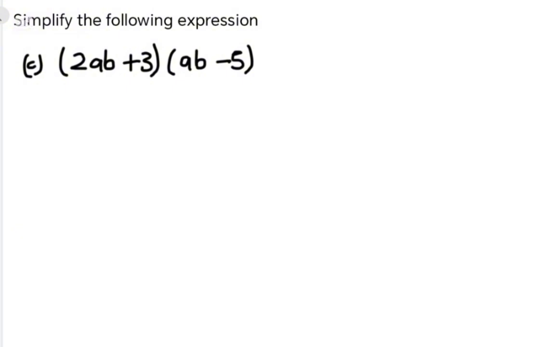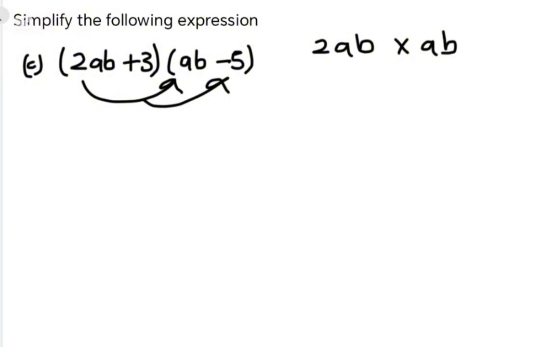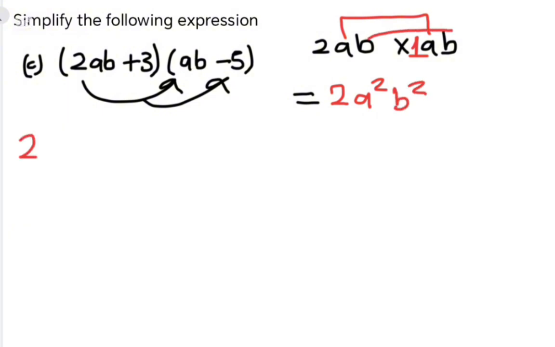So here we're still going to apply the same analogy. This multiplies here and also multiplies there. So basically we're going to say 2ab, which will multiply with what? With ab. So when we multiply this, a number is multiplied by a number. Remember, there is an invisible 1 here. 2 multiplied by 1, we're going to get 2. And a multiplied by a, we're going to have a squared. And b multiplied by b, we're going to have b squared. So our first term here is going to be 2a squared b squared.